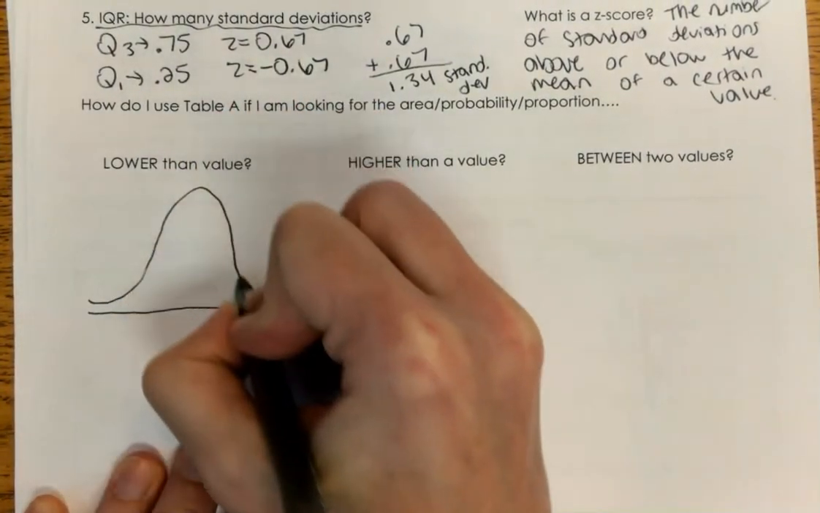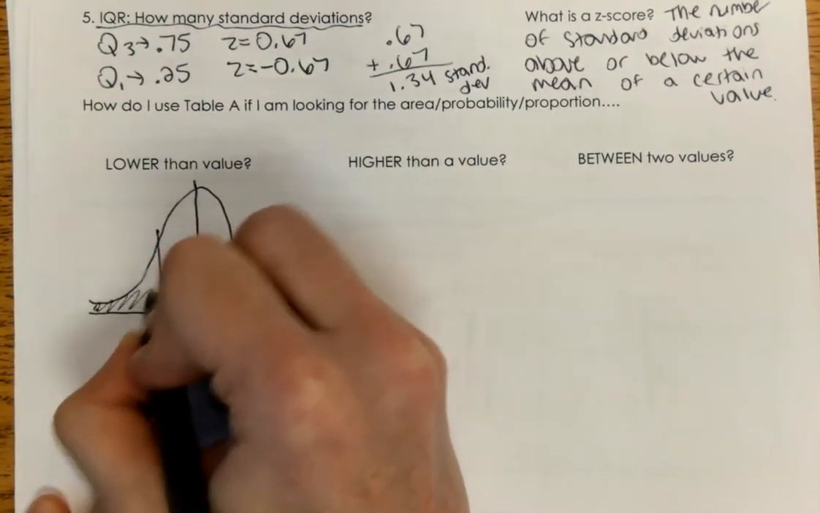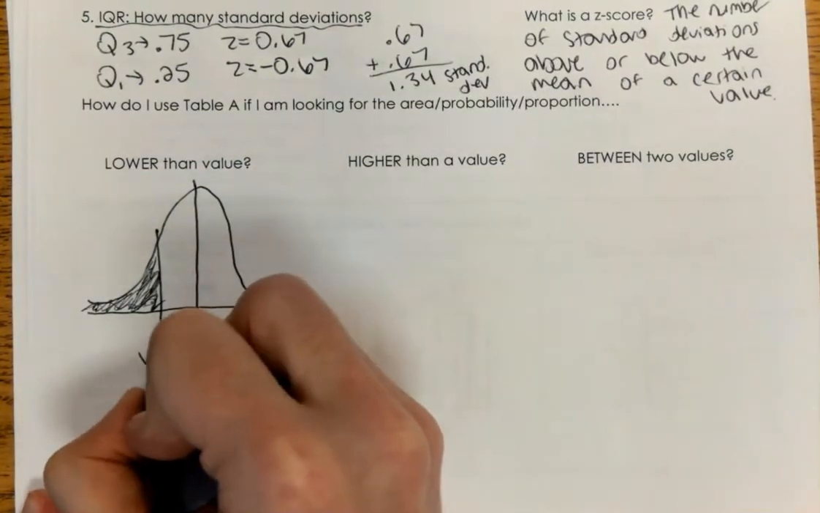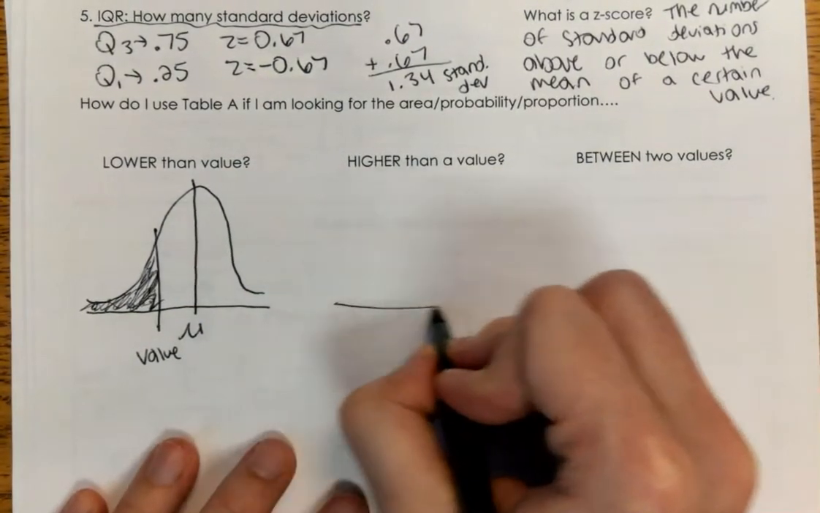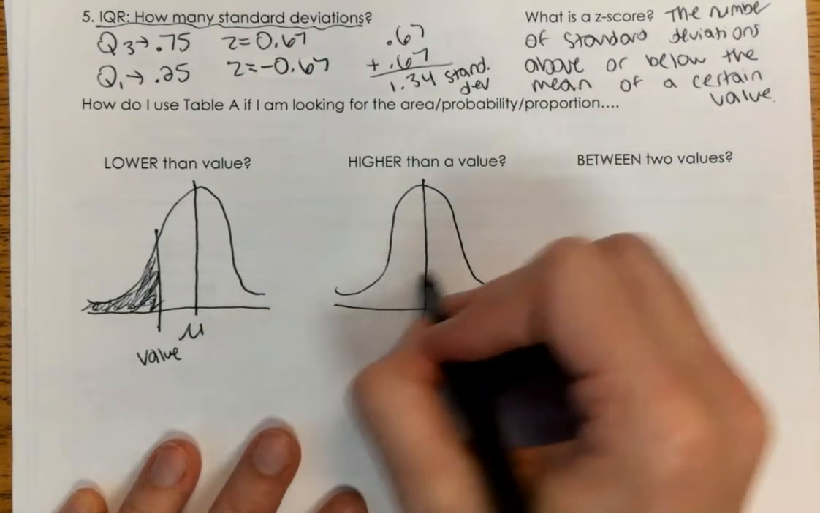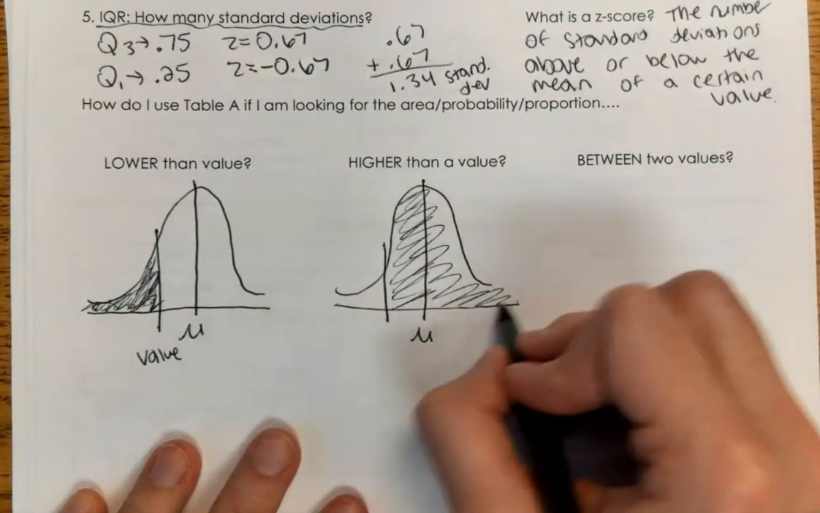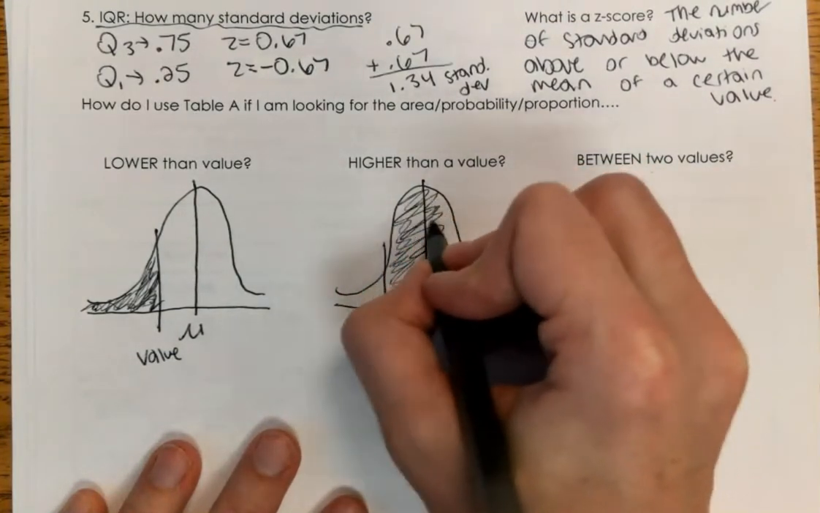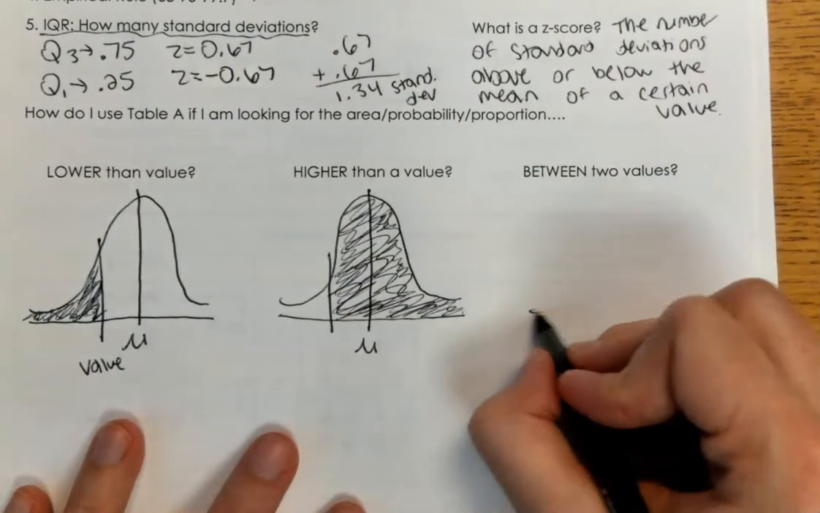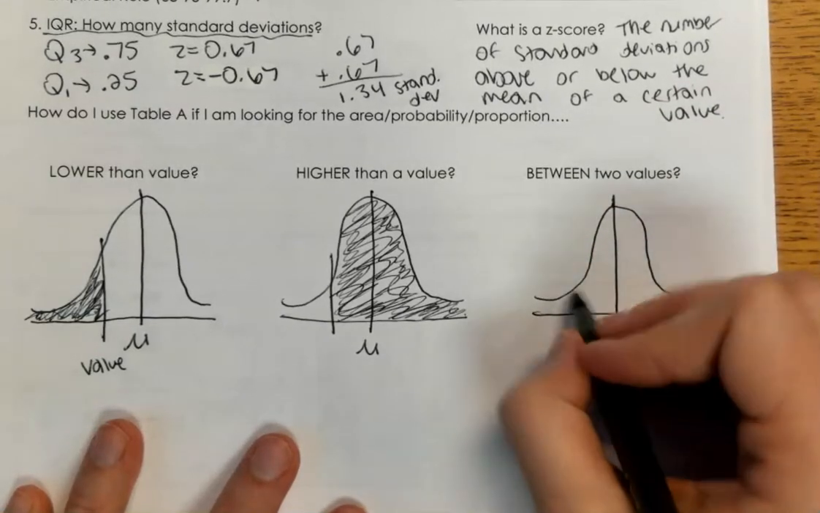So remember, if we're looking at something lower than a value, we are shading to the left. If I'm looking for something higher than a value, I'm shading to the right. So that keyword of lower and higher tells you which direction to shade the normal curve. And then if I'm looking for something between two values, I'm going to have two z-scores and I'm going to shade in between them.